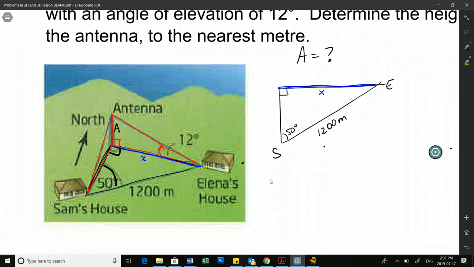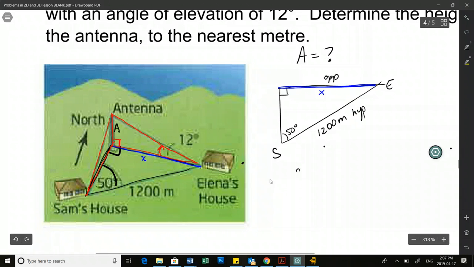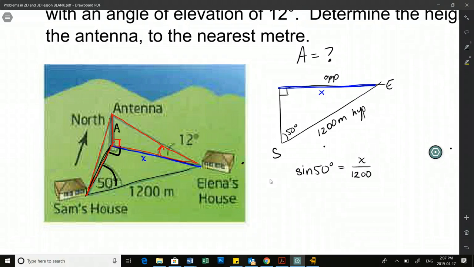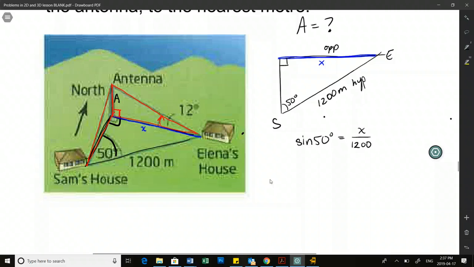So could we find that? X is opposite to 50, and this is the hypotenuse. Which trig ratio should we use? Sine. So sine of 50 equals opposite X over hypotenuse 1,200. Why did you use sine? Because we're looking for the side opposite 50, and we have the hypotenuse, so I have to use sine.